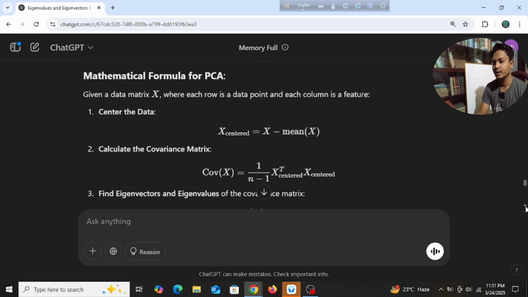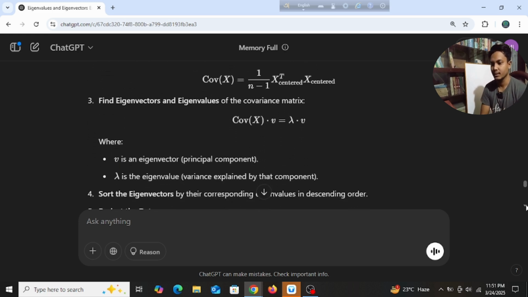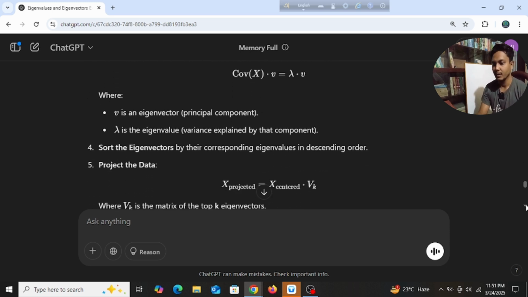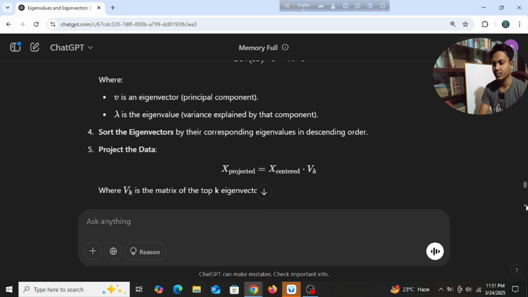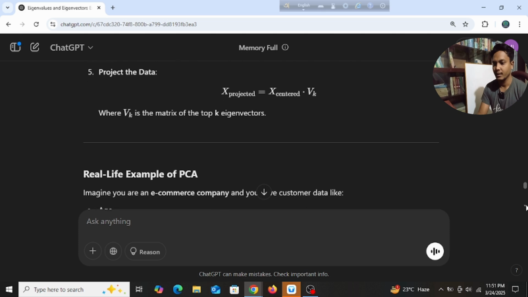We have the mathematical formula here. Given a data matrix X, where each row is a data point and each column is a feature. Center the data: X minus mean of X. Calculate the covariance matrix. Find the eigenvectors and eigenvalues of the covariance matrix, where v is an eigenvector, the principal component, and lambda is the eigenvalue. Sort the eigenvectors by their corresponding eigenvalues in descending order. Project the data.